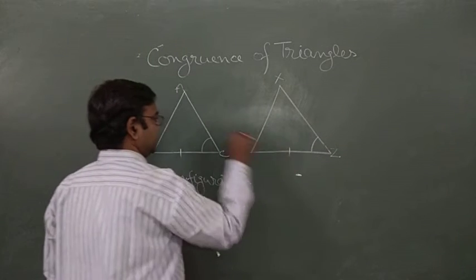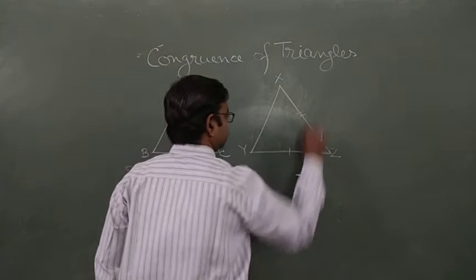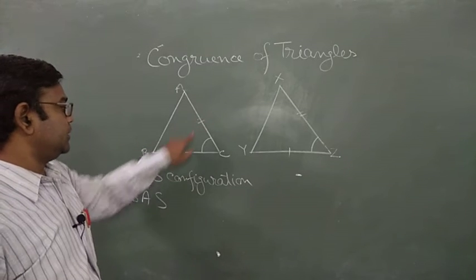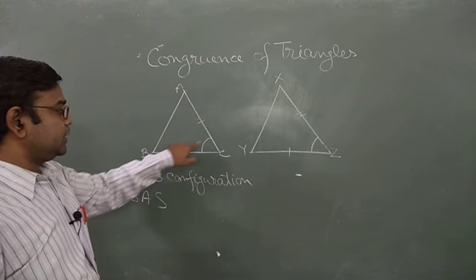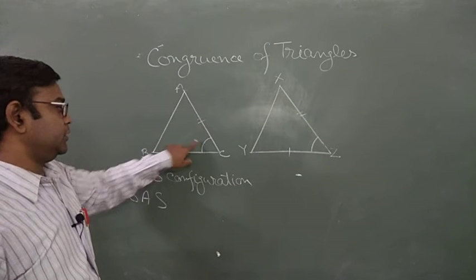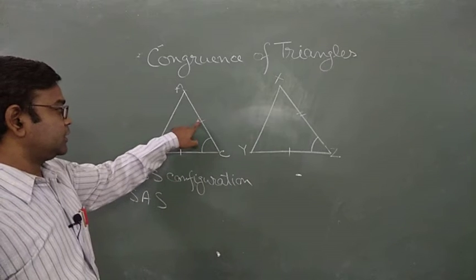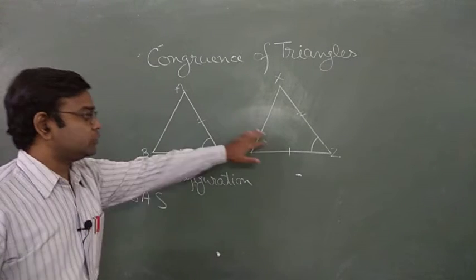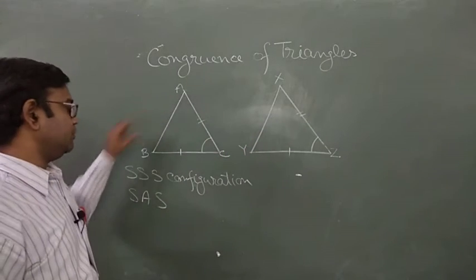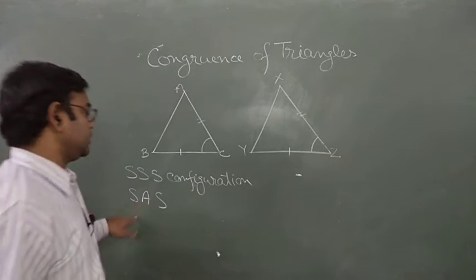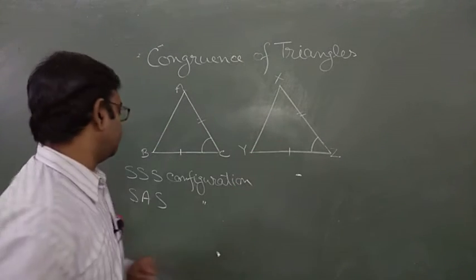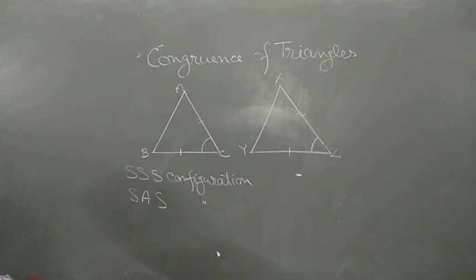Suppose I can mark this one likewise. So we can say by using side, angle, side, there are two sides, and in between them one angle. If these two sides and this angle, these three things, are equal in both triangles, then we can say by using SAS configuration or SAS property, triangles are congruent.